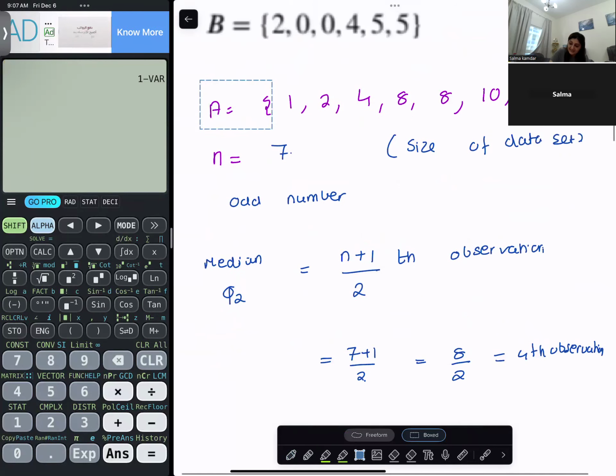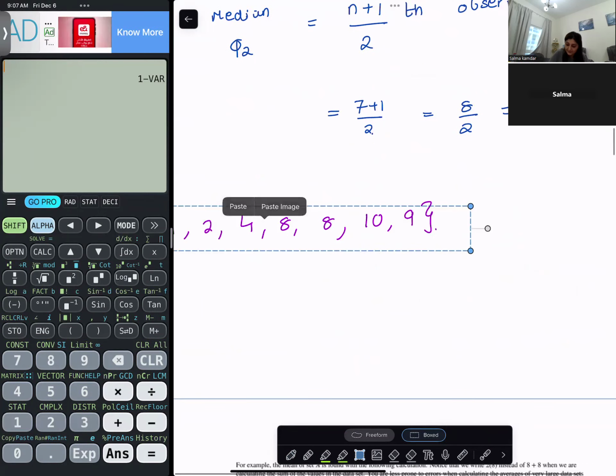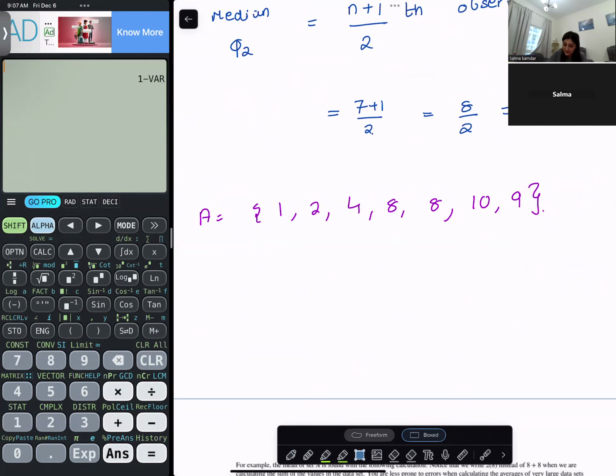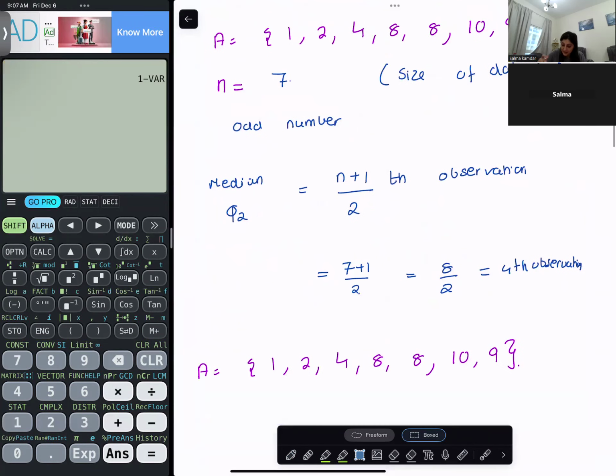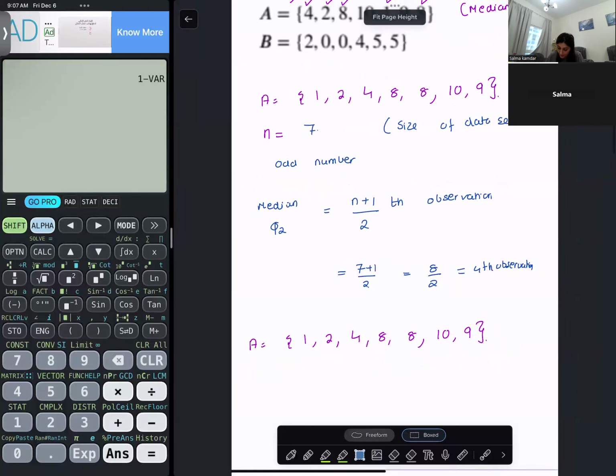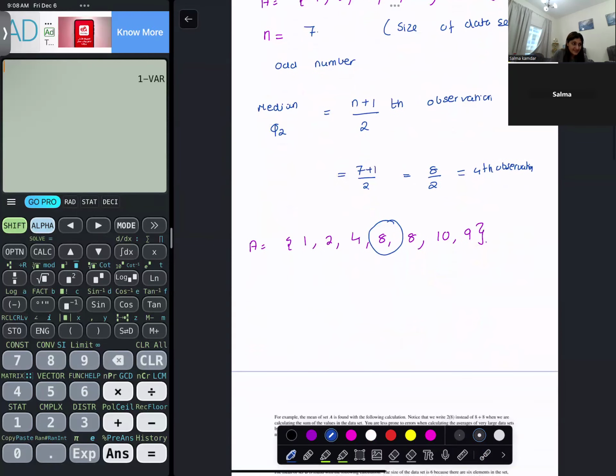I will take this data set A from here. I'll write it over here again. It is the 4th observation because the number of observations was odd. So it is the first, second, third. The median is the 4th observation. So the median of my data set A is equal to 8, the fourth observation.